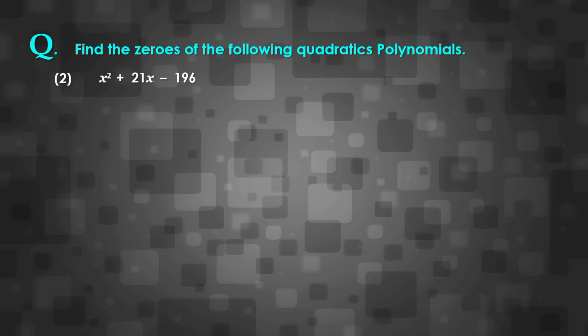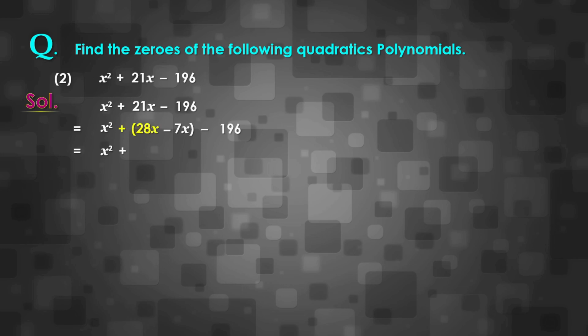Now let us find the zeros of the quadratic polynomial x square plus 21x minus 196. First, we focus on the middle term, which is 21x. We need two numbers whose product is negative 196 and whose sum is positive 21. The numbers are 28 and negative 7. So we rewrite the middle term: x square plus 28x minus 7x minus 196.